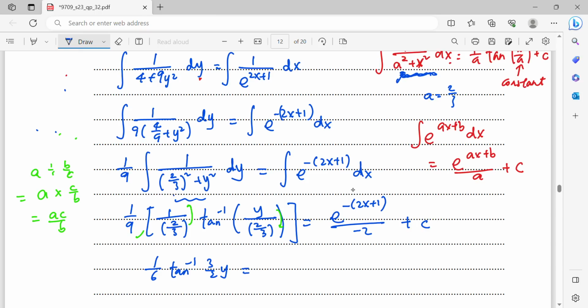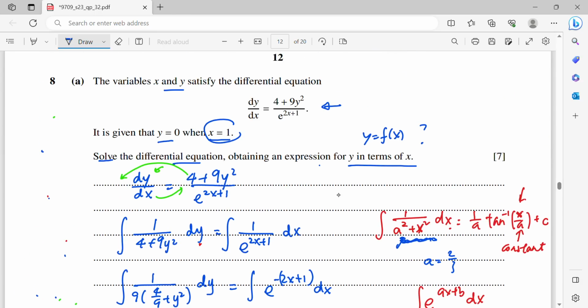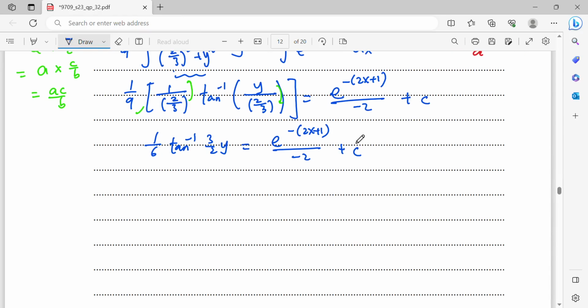Then for the right side, you can just leave it in this form. E negative of 2x plus 1 divided by negative 2, then plus c. And now replace the x and y values. So when x is 1, your y is 0. I will get 1 over 6 inverse tangent 0 equals to exponential negative. Replace the x by 1. So I will get 2 plus 1, which is 3.